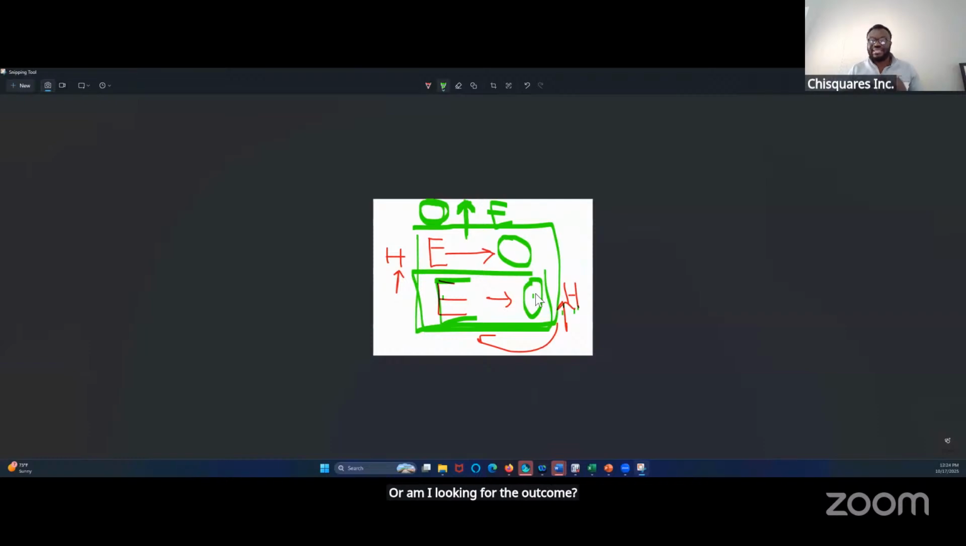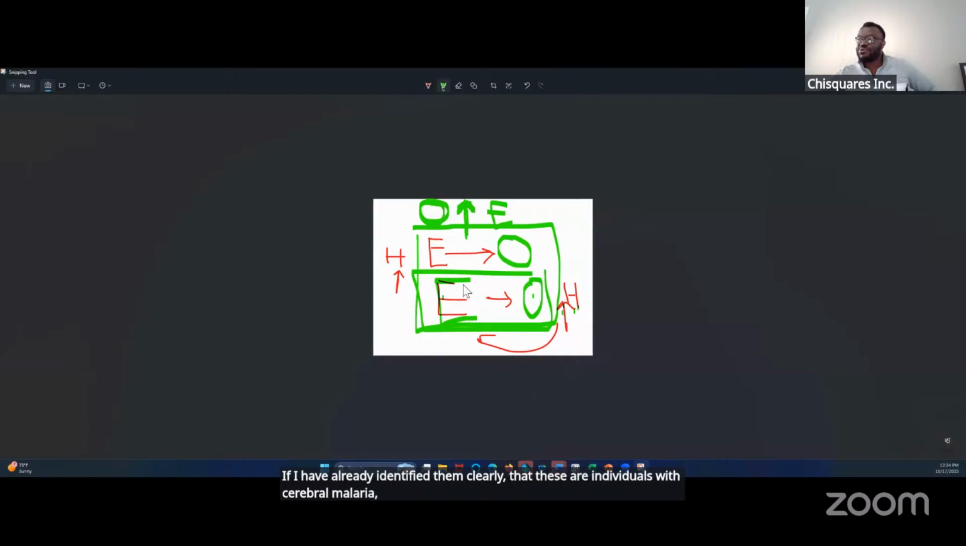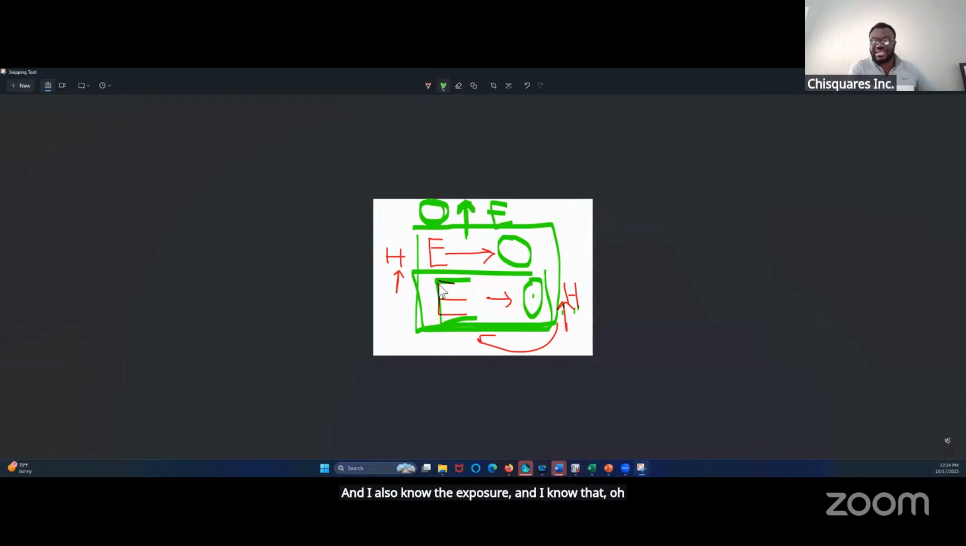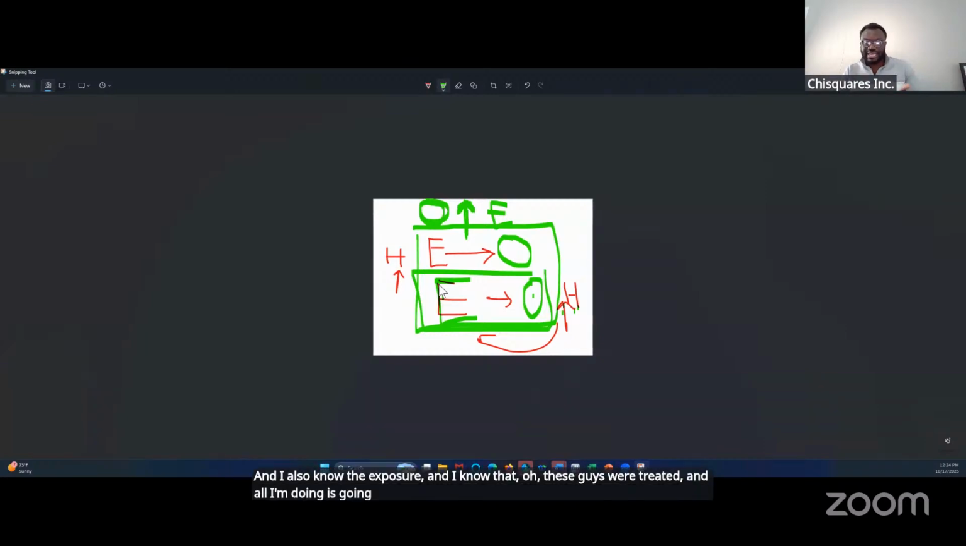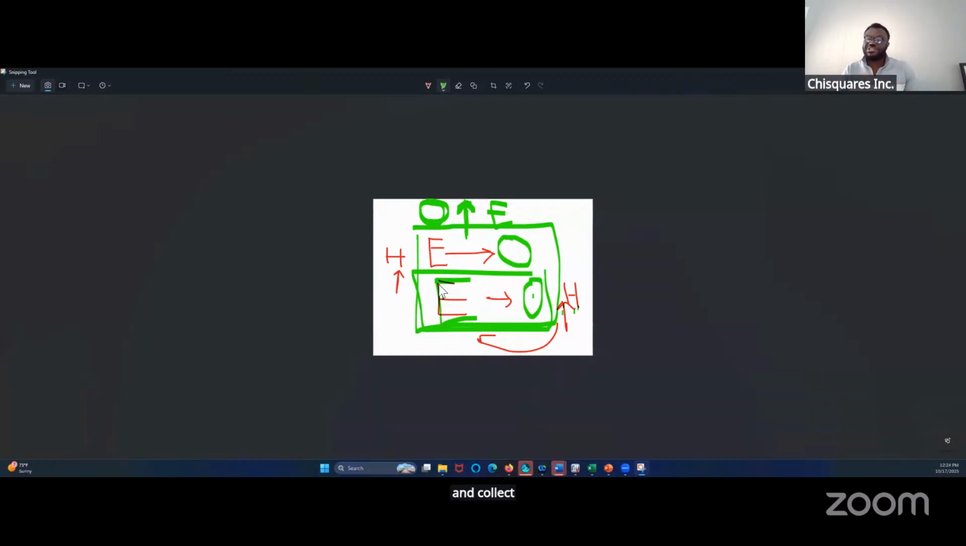If I have already identified them clearly as individuals with cerebral malaria, and I also know the exposure, and I know that these guys were treated, and all I'm doing is going back to their case notes and collecting information on their treatment and on the outcome, I already know both of these. So in this case, this is a retrospective cohort, right? Again, the hallmark of a case control study is that we start off with the outcome and we don't know the exposure. We are just trying to figure out what the exposure is, right?